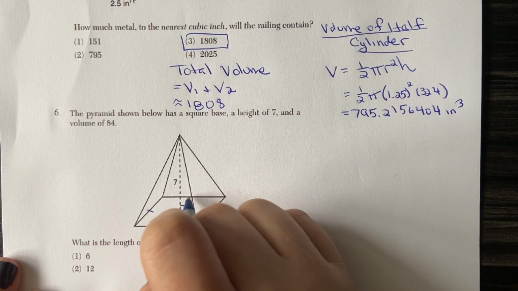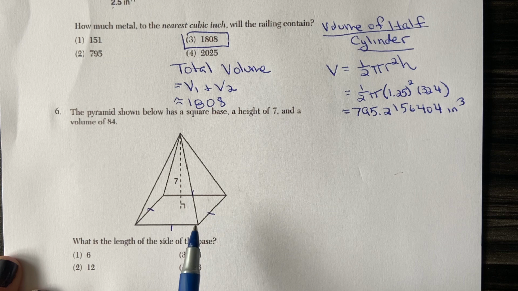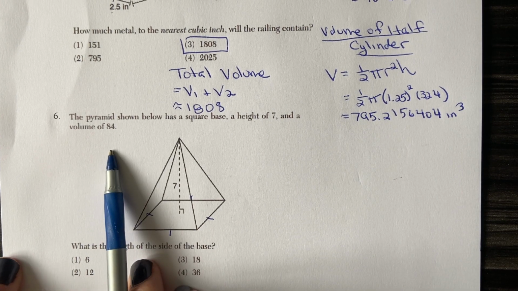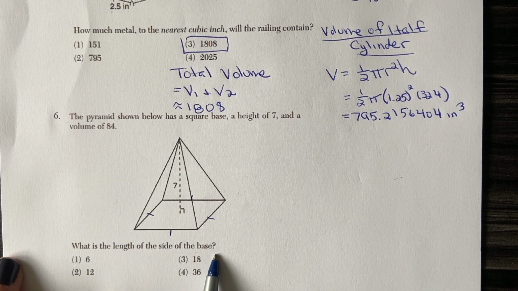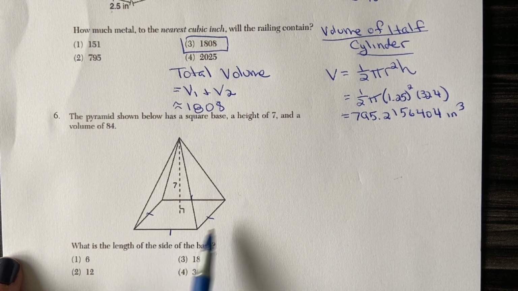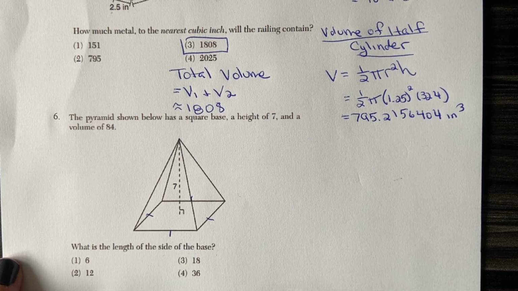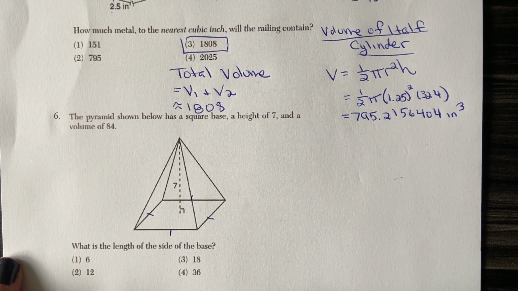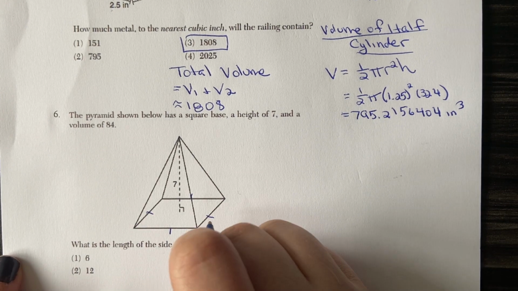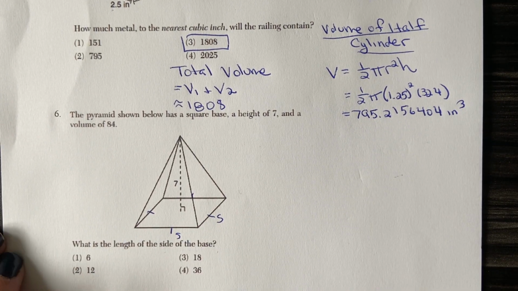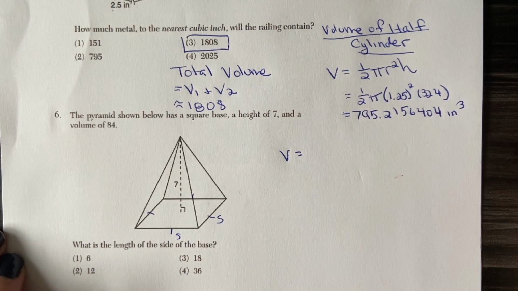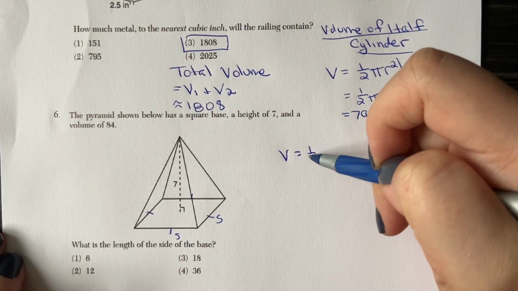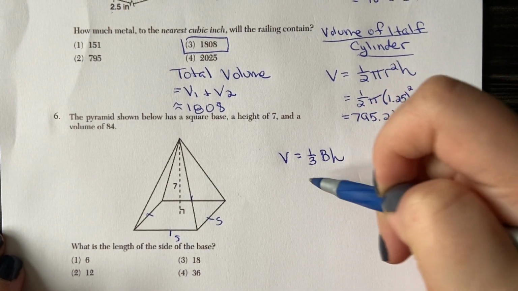Okay, cool. A height of 7 and a volume of 84. What is the length of a side of the base? So it doesn't matter what you want to call the side of the base. For example, you can call it L and L, or X and X. I'm just going to call it S and S, as for sides. So your volume formula for a pyramid is 1/3 big B times H.